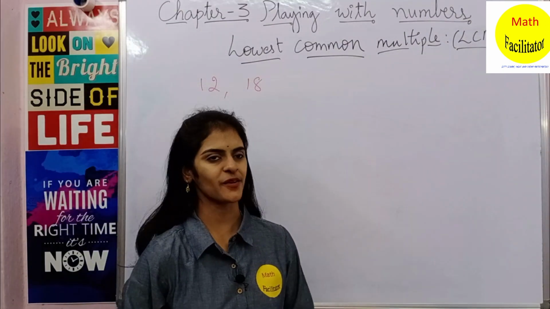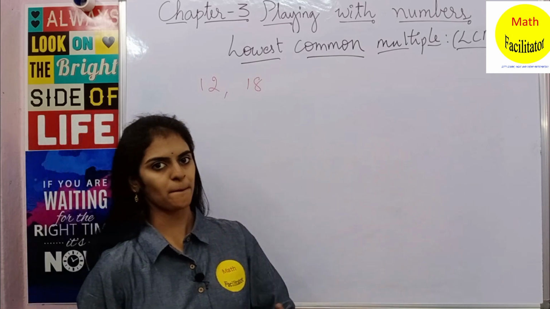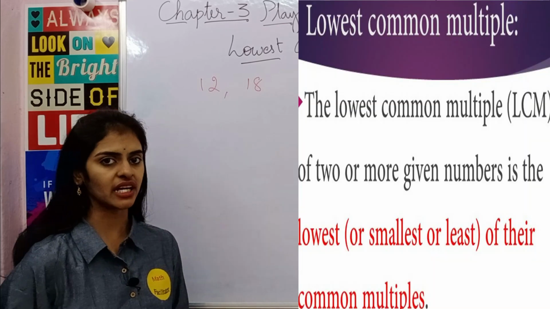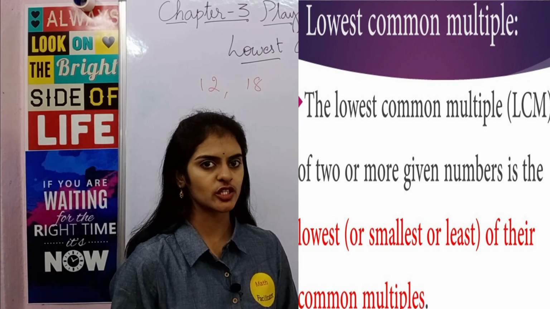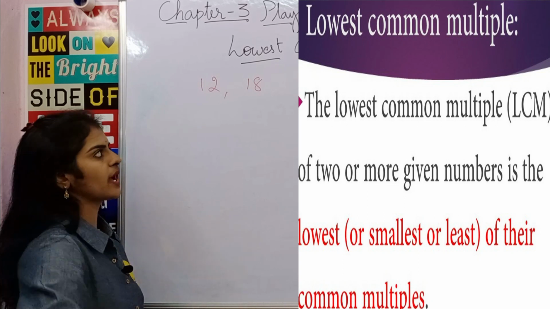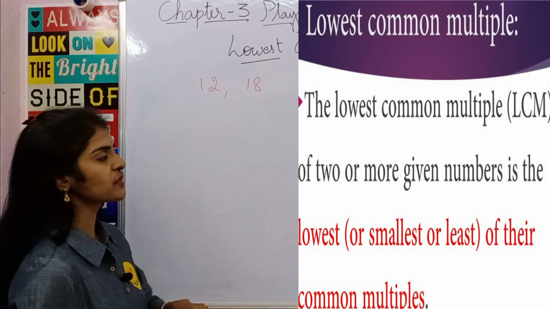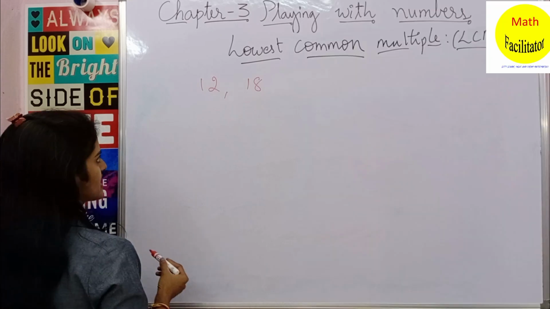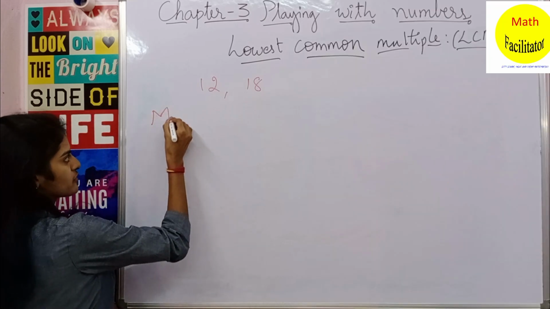Now let us talk about least common multiple. Now what is least common multiple? As you know, a multiple is a number greater than or equal to the given number. Yes, so let us find what is the least common among the multiples of the given numbers. Now 12 and 18 are the two numbers which I have taken. So let me find the multiples of 12.